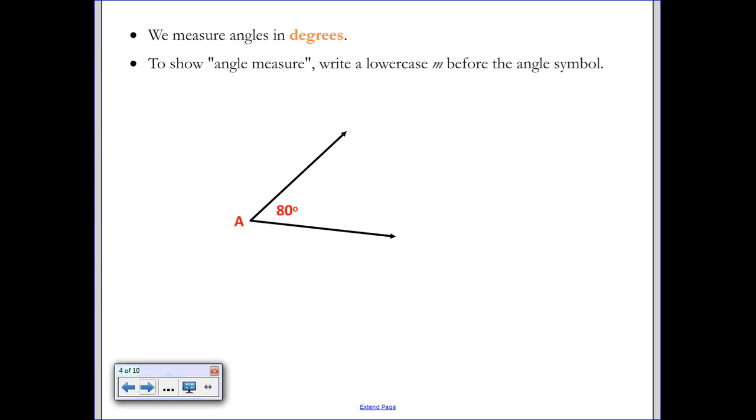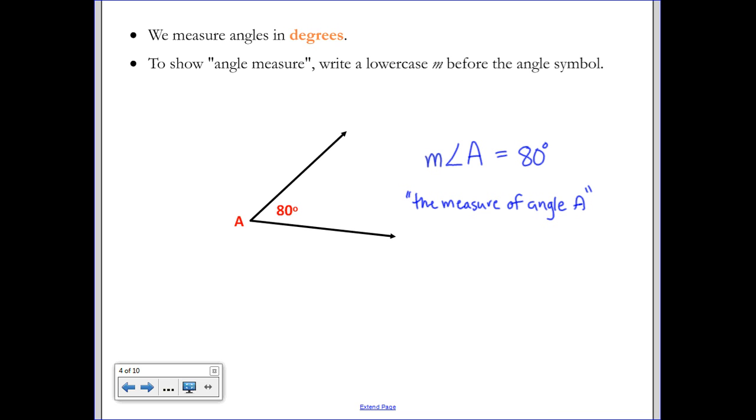To show angle measure, we would write a lowercase m before the angle symbol. So m angle A, you would read out loud as the measure of angle A. So when you're talking about the size or the measurement of an angle rather than just the name of the angle, you want to put that little m in front. So the measure of angle A equals 80 degrees.